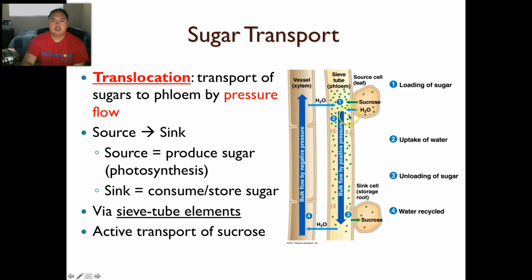So in reverse, we have something called translocation, where we transport to the phloem by pressure flow. This positive pressure they call from source to sink. The source is the leaves, and the sink is the roots. So we produce the sugar, that's number 1. And then number 2, by positive pressure, it goes down and pushes to the storage root down here. This is all done by what they call sieve tubes. Then we load the sugar, which uptakes the water, and then we unload the sugar, and the water is recycled. So you can see how the water is being used in the xylem and the phloem working together.